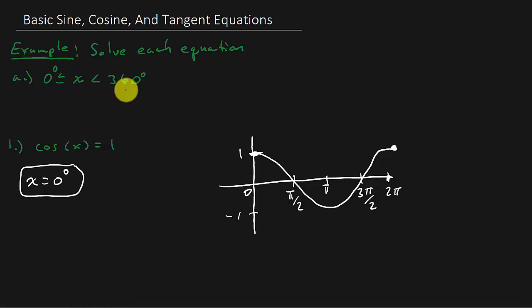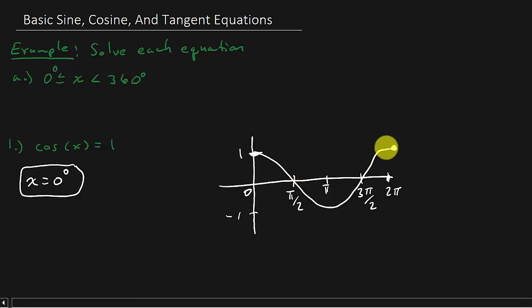So when you get something like that, just draw it out. Same thing goes for sine. Draw the sine function out and see where it's 1, or 0, or negative 1. Just draw it and look. All right, so that's the first one.